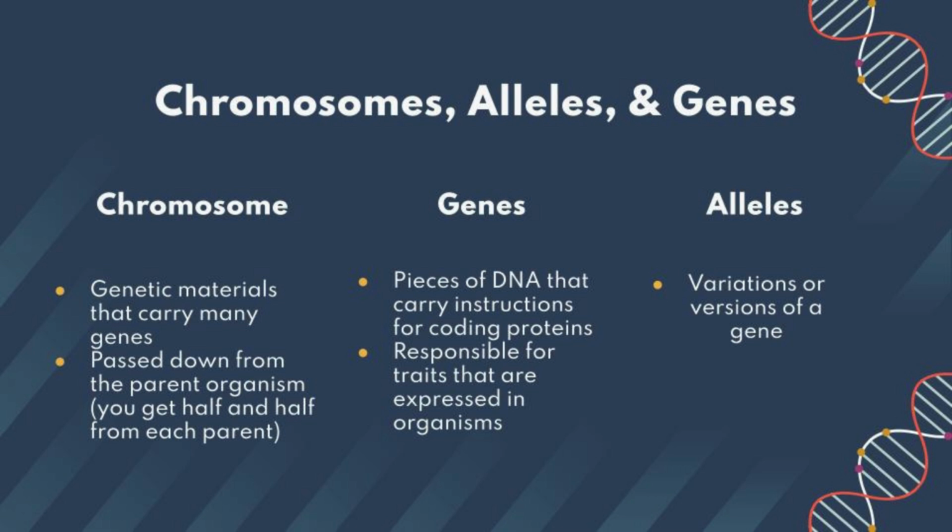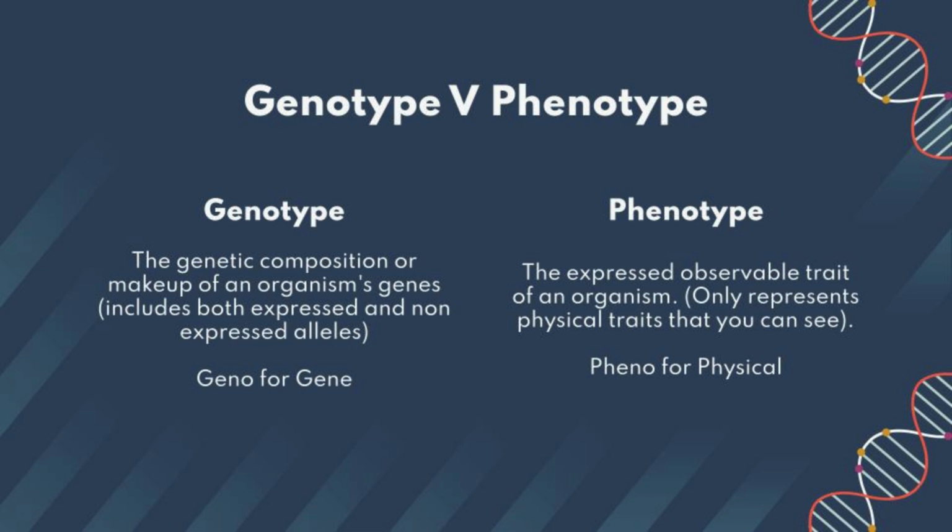So again, a chromosome carries many genes, and alleles are variations or versions of a gene. So if one gene is for hair color, your allele may be for red, blonde, brown, black. Quick note on that, hair color is actually a multigenic or a polygenic trait, but just to illustrate the idea.